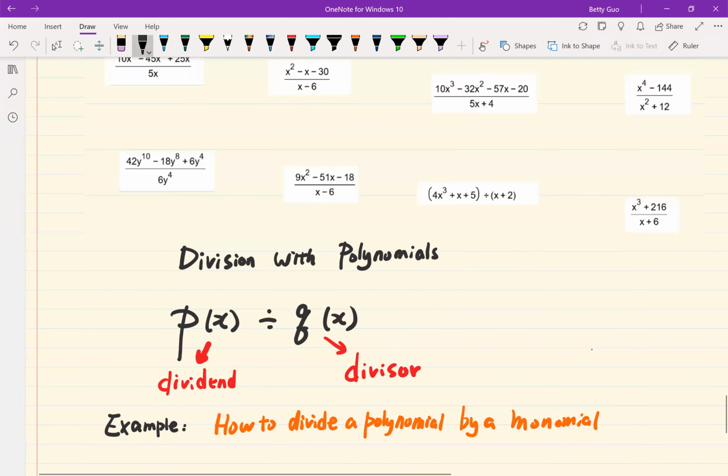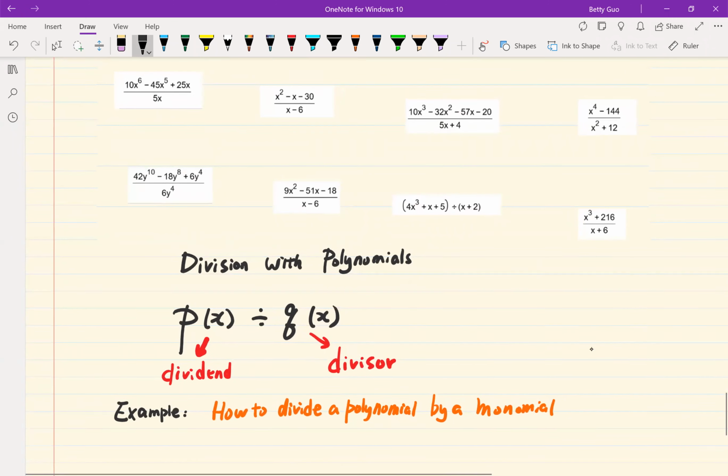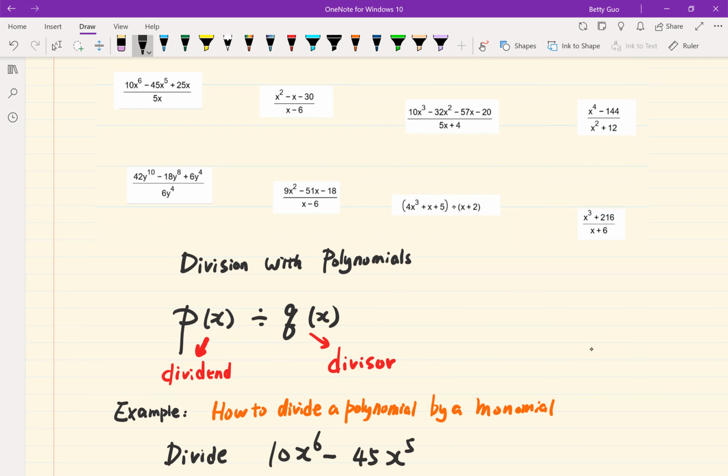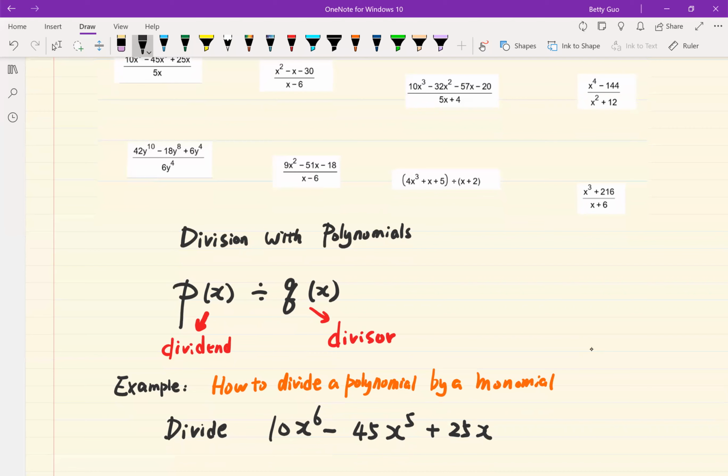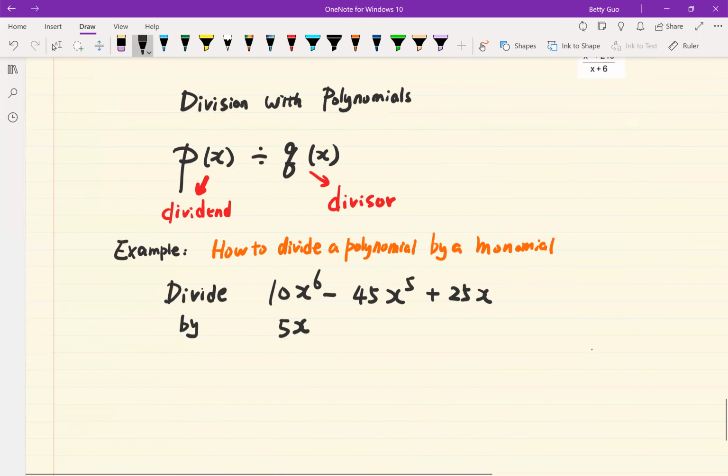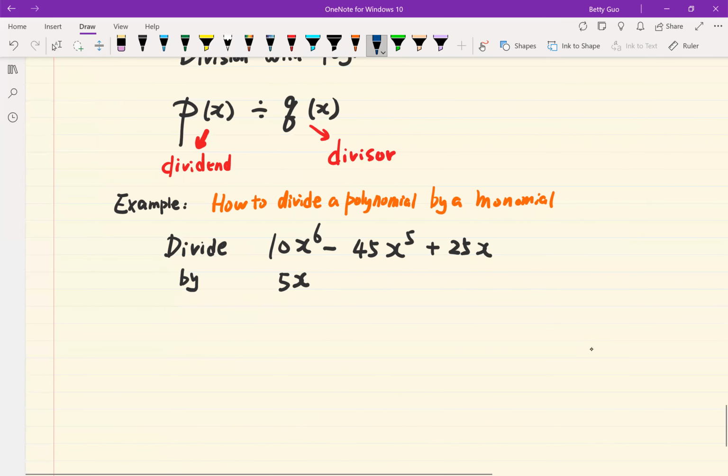Let's see, divide 10x to the power of 6 minus 45x to the power of 5 plus 25x by 5x. All right, let's see. How do we solve this problem?